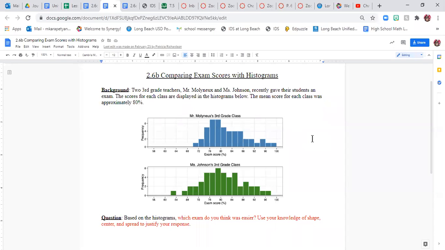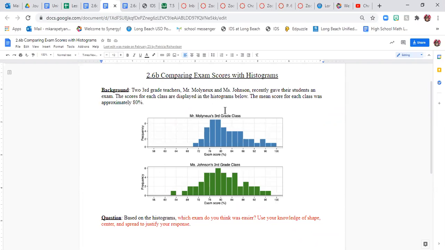So you're looking at 2.6b. You're going to compare. You're given 2 third-grade teachers, Mr. Molyneux and Miss Johnson, who recently gave their students an exam. The scores for each class are displayed in the histograms below. You're even given this information here. The mean score for each class was approximately 80%. So they gave you the mean, unlike with the dot plots.